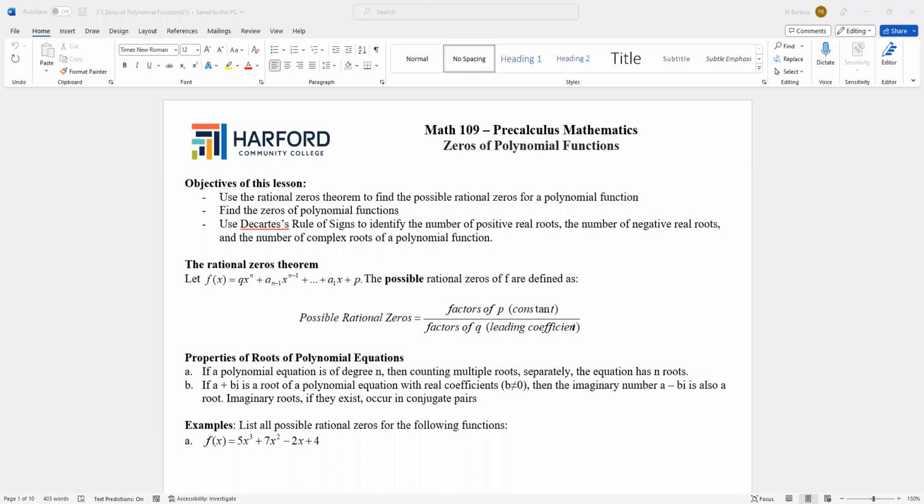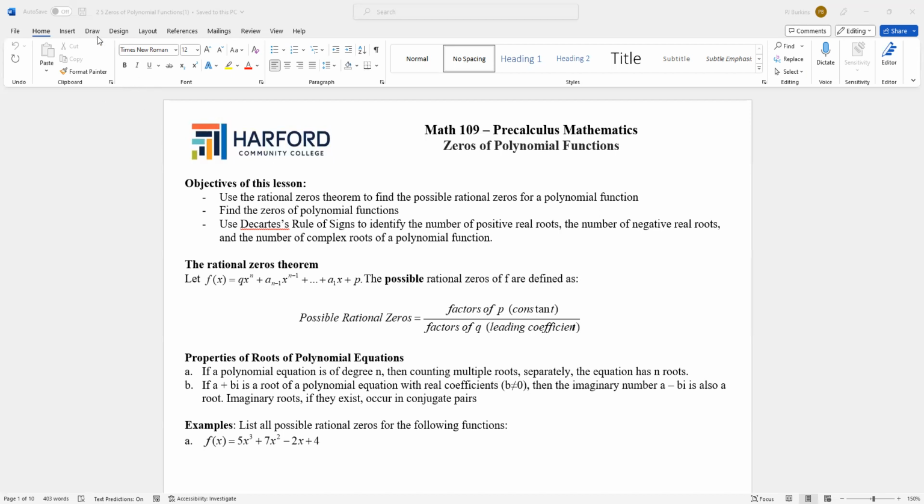Today we're going to expand on zeros of polynomial functions by looking at all of the possible rational zeros for a polynomial function. In doing this, we will determine what the actual zeros for the function are, and then we can discuss the positive real roots, negative real roots, and whether we have complex roots as well. So how do we go about determining what are possible rational zeros?